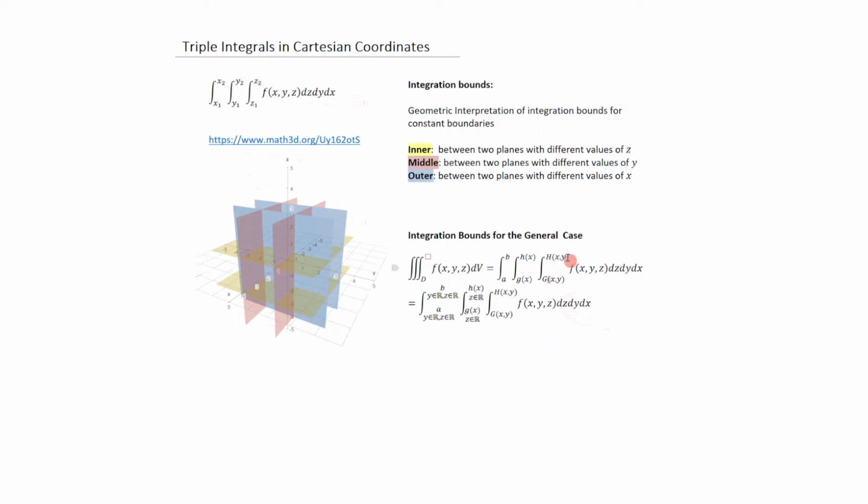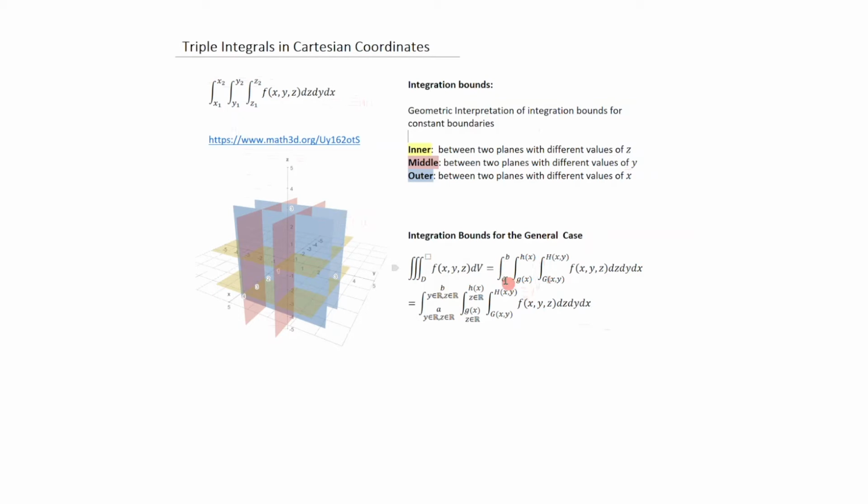integral, this would be 2 curved surfaces. This curved surface will be at a higher point with respect to the z-axis compared to this one, and it'd be a function of x and y. The middle integral would be h of x upper bound, g of x lower bound, but y and z have not been specified, which means they can be anything. And so this would represent 2 curved planes, not flat planes, but curved planes.